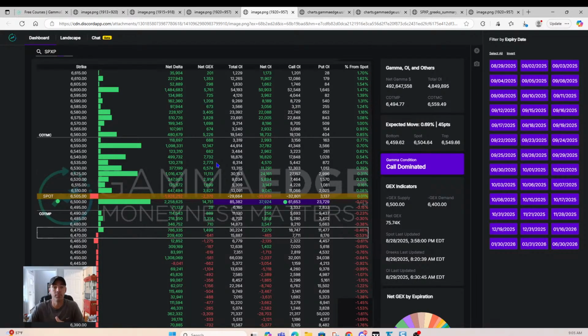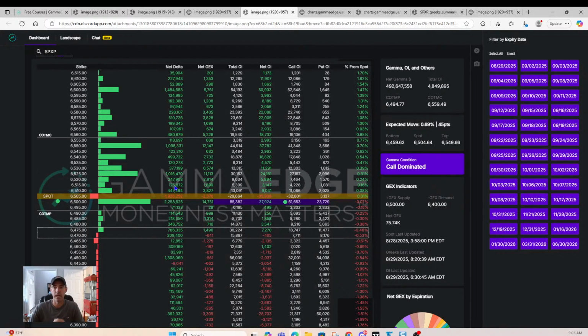Call dominated above and below spot price. Again, supportive on any pullback. Yesterday we discussed this. This is all expiries turned on, and then we'll get into 0DTE here in a few slides. But we talked about yesterday, any pullback in the market was going to be an opportunity to get involved. Yesterday was a prime example.